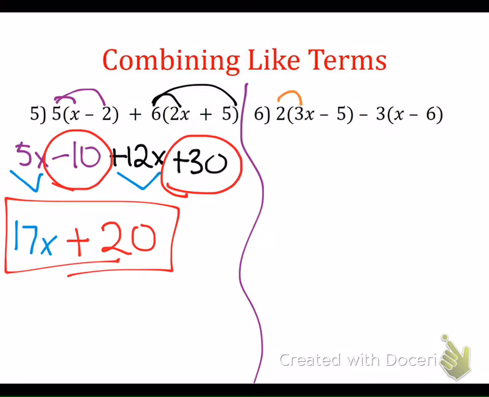All right. Anyone know what I get when I distribute in the first set of parentheses? Yes. 6x minus 10. Perfect.